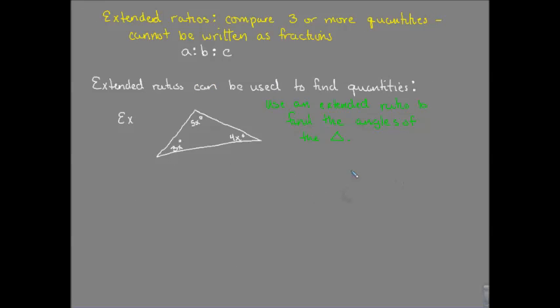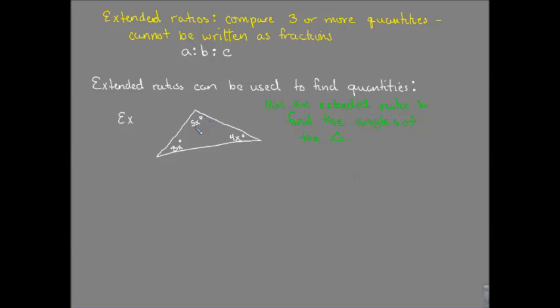All right, so extended ratios can compare 3 or more quantities instead of just 2. But because there's more than 2, you cannot write it as a fraction. These are the only ratios that cannot be written as a fraction, but they can still be reduced. You just do it sideways instead of up and down. They're written as A colon B colon C, and they can be used to find quantities.